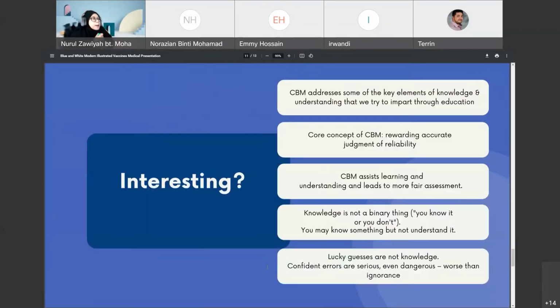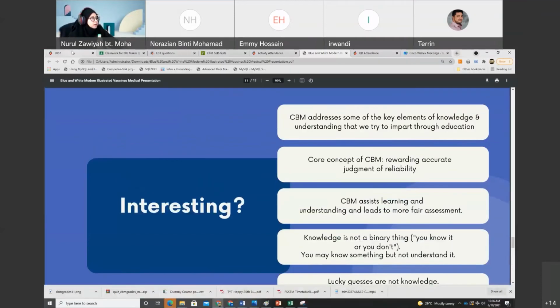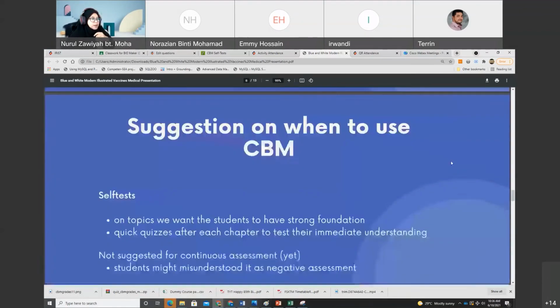Right, so far, how do you think? Is it interesting? I don't know if only I think this is interesting. Okay, but we will go through the example, how to create it in eLEAP.